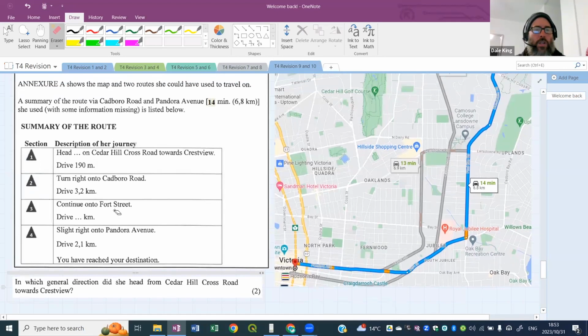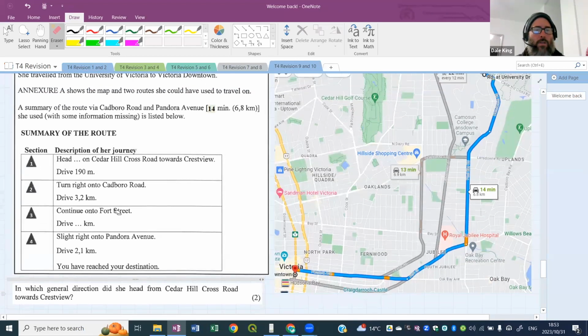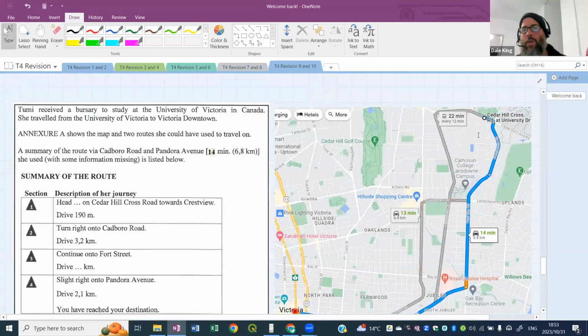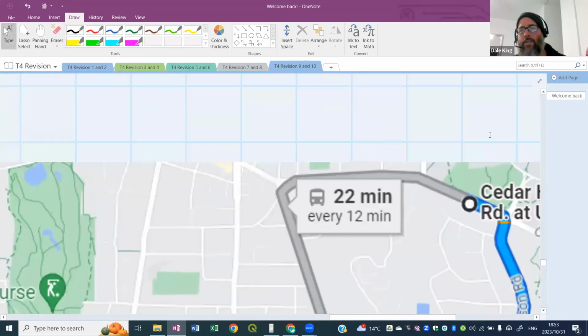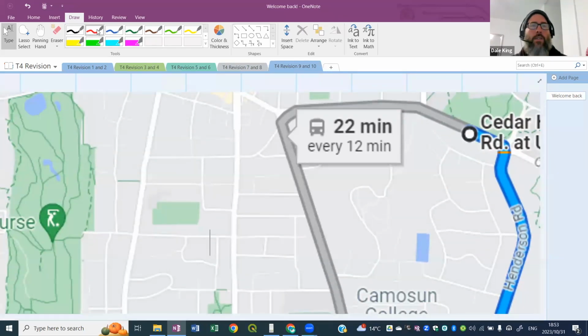It says, in which general direction did she head from Cedar Hill Cross Road towards Crestview? So the question's down here at the bottom. That's the first part of this journey, number 1. Now, if we go up to the top of the map here, there it is. This is the first part of the journey. So before you turn right, this is the first step there. So in which general direction is the person going along that section of the route?